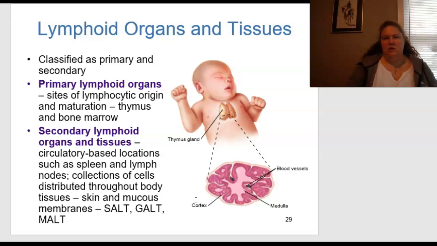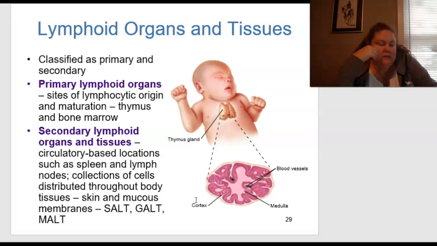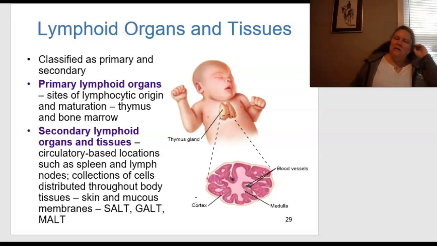So this one is talking about lymphoid organs and tissues, and this is figure 14.11. This is classified as primary and secondary, and so basically our primary lymphoid organs are the sites of lymphatic origin and maturation, and these would include your thymus and the bone marrow. Our secondary lymphoid organs and tissues are circulatory-based locations such as the spleen and the lymph nodes, and these collect the cells that are distributed through the body cells and tissues, and this would include your skin and mucous membranes, your SALT, GALT, and MALT.